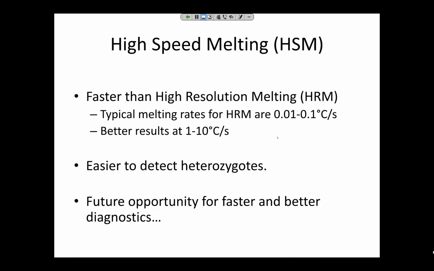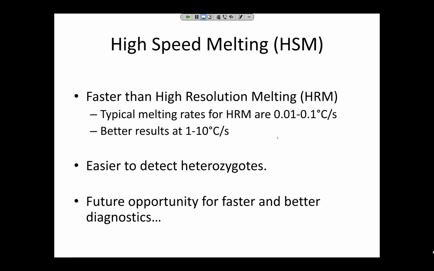The very last thing I'm going to go over is something that's only just begun to be published. It's a variant of high-resolution melting called high-speed melting. Obviously, it's going to be faster than typical high-resolution melting. And high-resolution melting in general, as it's on real-time instruments today, the melting rates are relatively slow. 0.01 to 0.1 degrees centigrade per second. So that may take half hour, an hour, or possibly even longer to melt. And it turns out that those speeds, the slow speeds, are not necessary at all.